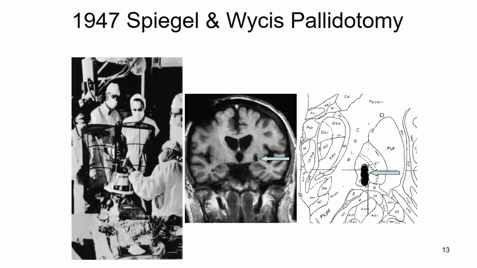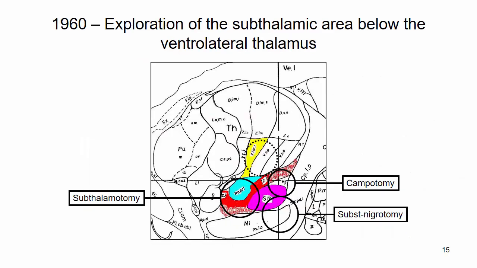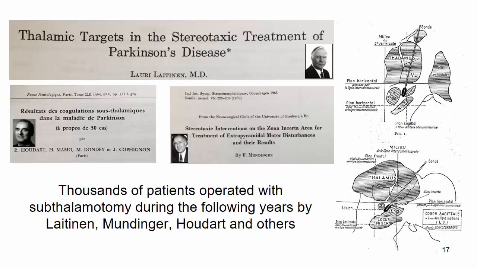If we look at the historical development, the first target for movement disorders was the pallidum, introduced in 1947. But the ventrolateral thalamus soon became the target of choice due to its better effect on tremor. And the thalamotomy naturally led to an exploration of the underlying subthalamic area with the introduction of a number of new procedures. The most important of these being the subthalamotomy introduced by Wertheimer in 1960. During the following years, thousands of patients were operated in this target by Leitinen, Munninger, Hudar and others.